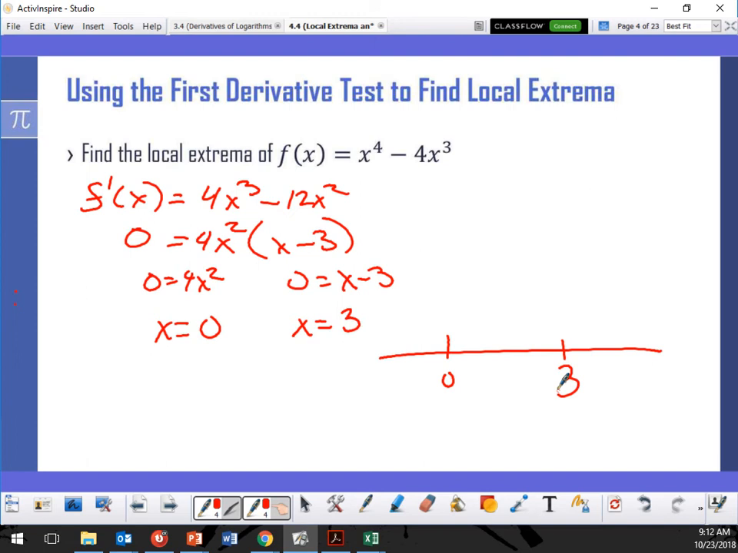Okay, so let's plug in -1. If I plug in -1, outside is going to be a positive, but inside here is going to be a positive and a negative, which gives me a negative. So this is a negative right here, right? Now a number between 0 and 3. 2. Okay. So 2 squared, that's positive on the outside, right? So this is going to give me a negative again. So, hey, look, negative again.